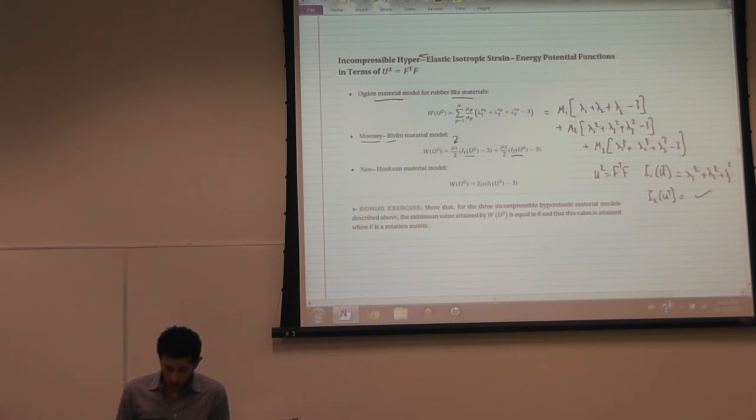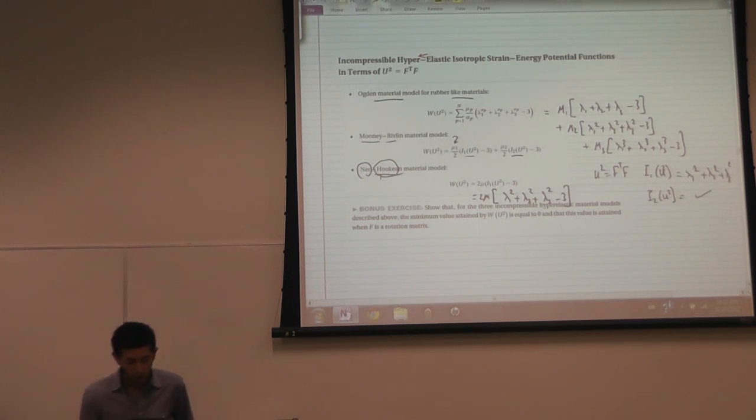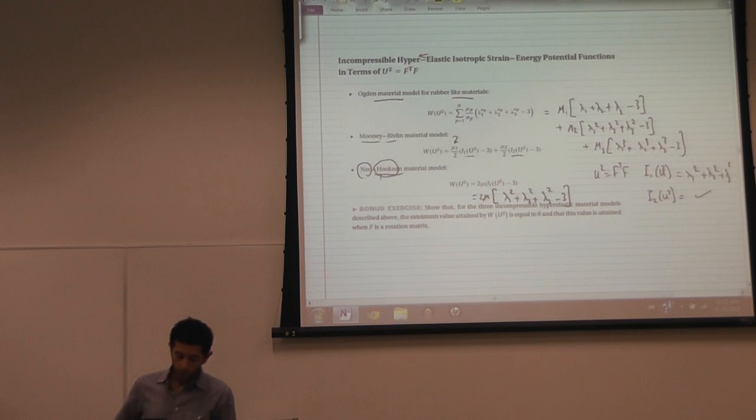Or the Neo-Hookean material law. The Neo-Hookean material model is just similar to the linear elastic. The energy is equal to 2 mu multiplied by lambda 1 squared plus lambda 2 squared plus lambda 3 squared minus 2. You do a material experiment in the lab to find that 2 mu.